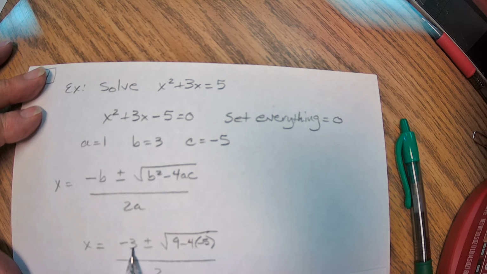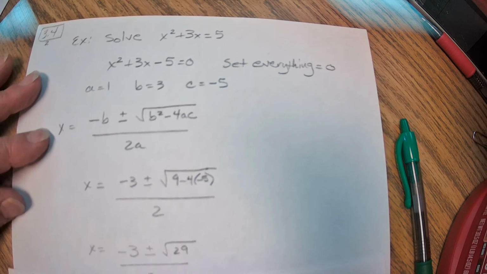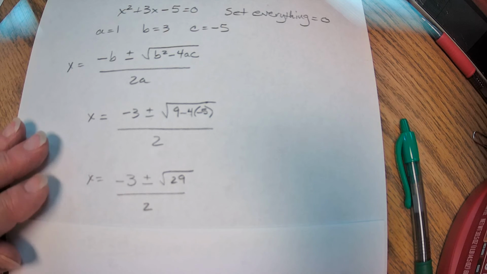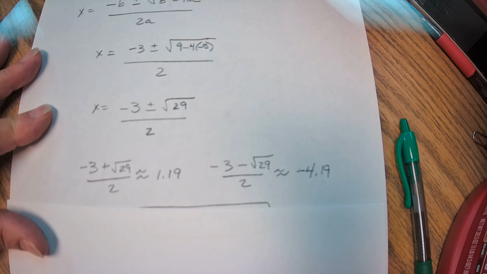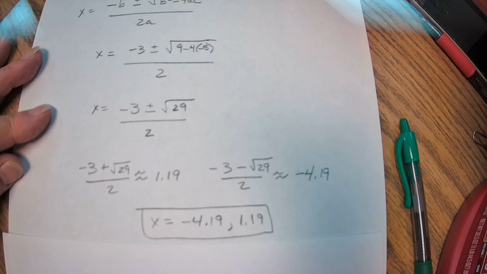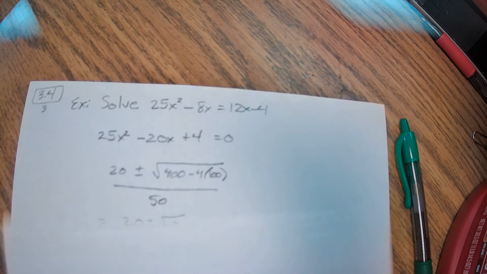The opposite of b is -3, plus or minus b squared is 9, minus 4 times ac, which would be -5, all over 2a, which would be 2. And then simplify. This would be -3 plus or minus the square root of 29 over 2. And you can either leave your answer like this, or if you want an approximate answer, then just do that on your calculator. And you'll find that those are the answers. x is -4.19 or 1.19. Let's do some more examples.